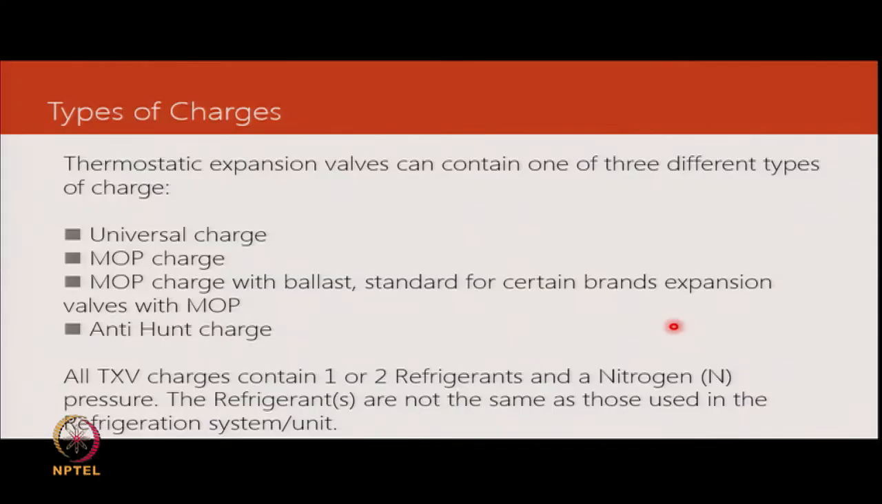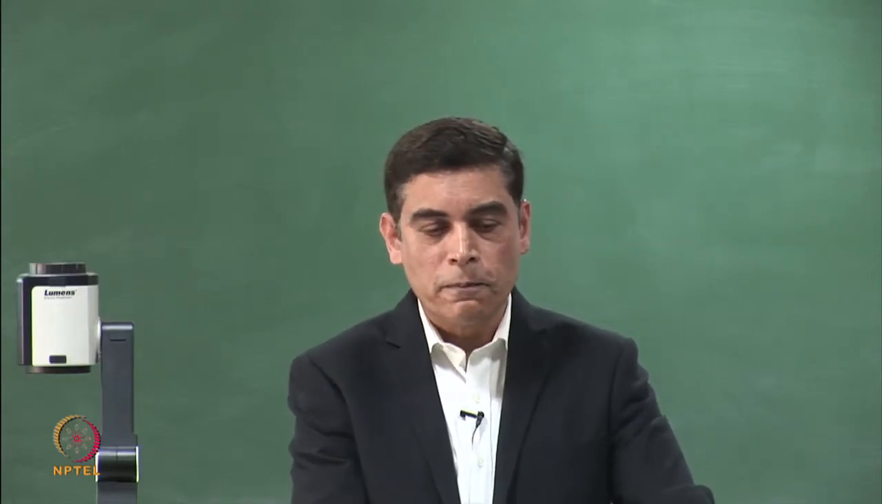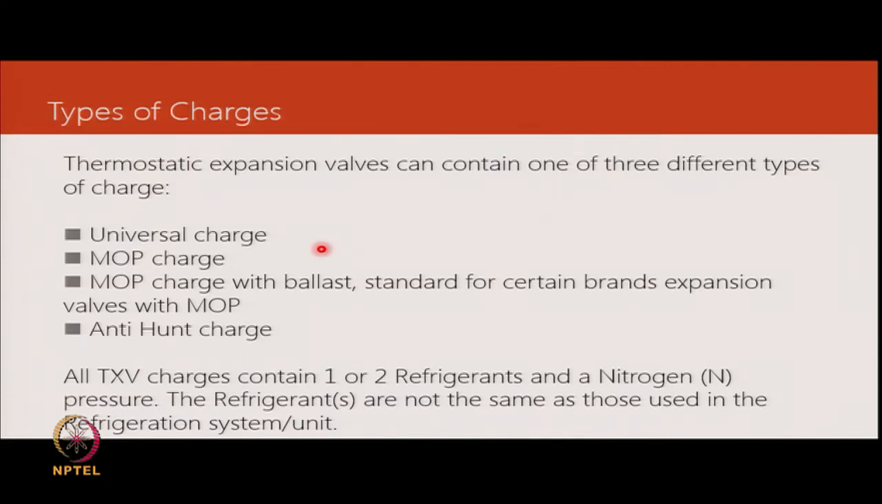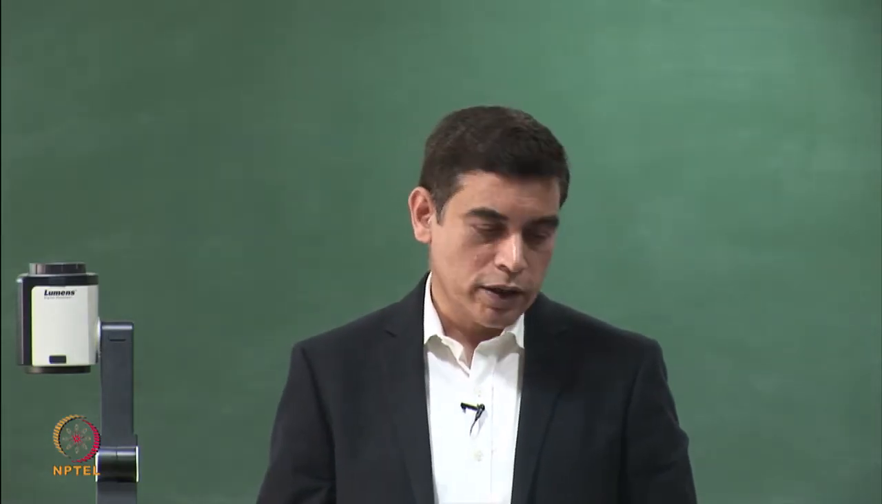Then I mentioned that the substance in the bulb is different from the refrigerant itself. There are different classifications of charges inside a thermostatic expansion valve. There is a universal charge, there is an MOP charge, and then there is an MOP charge with ballast, which for certain brands compensates for expansion. And then there is an anti-hunt charge, which is meant for systems where there is high instability. So, the response time is adjusted in a way that the valve is not continually adjusting to varying load conditions.